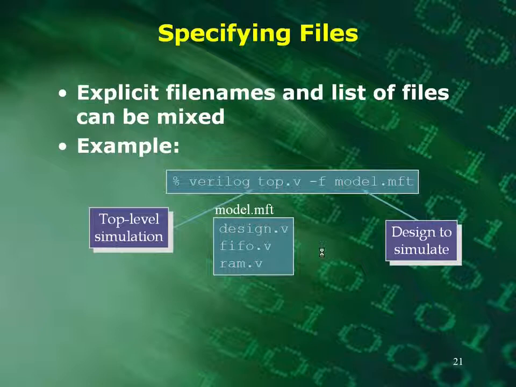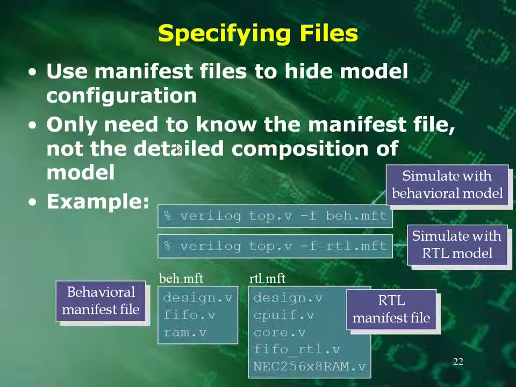You can use manifest files to hide model configuration, and you only need to know the manifest file, not the detailed composition of the model. So here's an example where I've said, in this particular case, I want to simulate a model that's a behavioral model of my implementation. Whereas in this one, I want to simulate using an RTL model. So I've created two different manifest files with different things in them depending on whether I want to do my behavioral model or my RTL model. And this is an example.